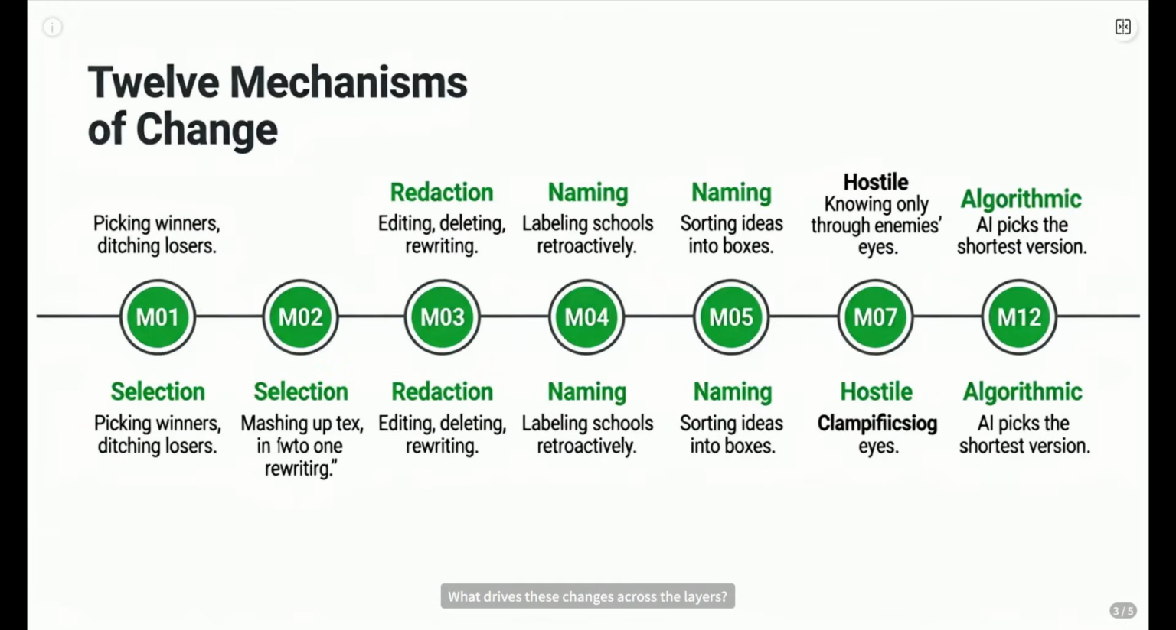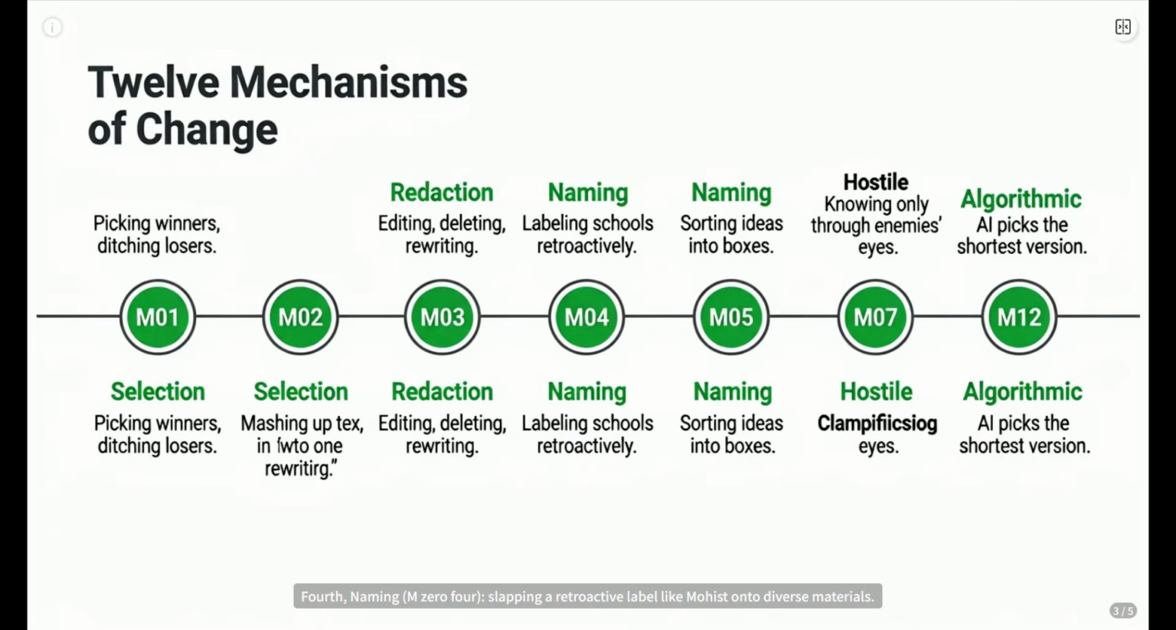What drives these changes across the layers? 12 key mechanisms. Think of them as the tools of historical transformation. First, selection, M01. Someone decides which ideas make the cut. Second, compilation, M02. Mushing different sources together into one big book. Third, redaction, M03. The classic editor's toolkit: delete, rearrange, rewrite.